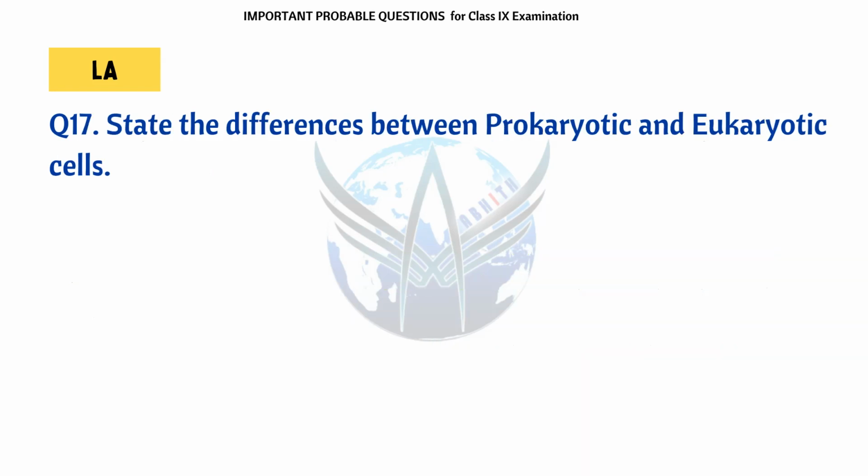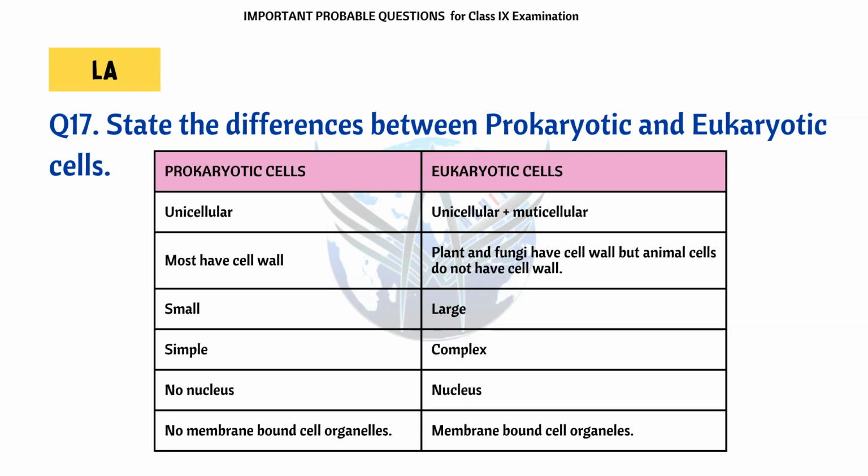Question number 17. State the differences between prokaryotic and eukaryotic cells. Okay, I have written the main points for prokaryotic and eukaryotic cells; you form the sentences yourself. Prokaryotic cells are mostly unicellular. Under eukaryotic, we get both unicellular and multicellular. Most prokaryotes have cell walls, and in eukaryotes the plants and fungi have cell walls, but animal cells do not have a cell wall. Mention this. Prokaryotic cells are smaller than eukaryotic cells.